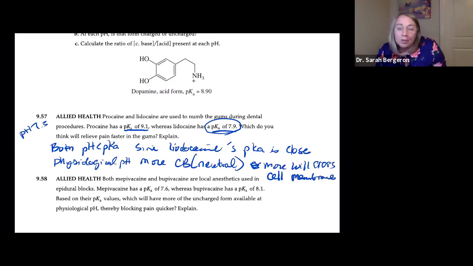Right? And if you're crossing the cell membrane, then you're going to be active. You're going to be having an effect on those cells. And so that's what makes drugs effective at certain pHs.